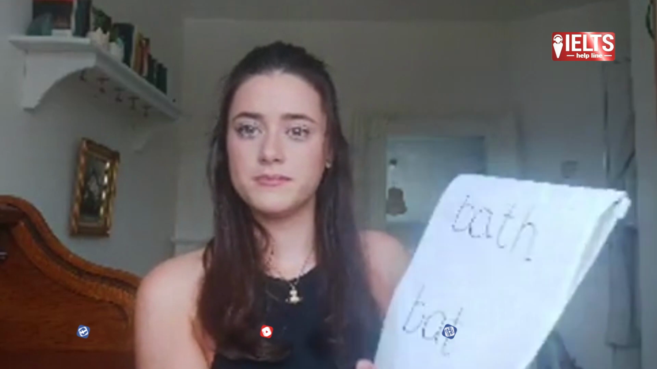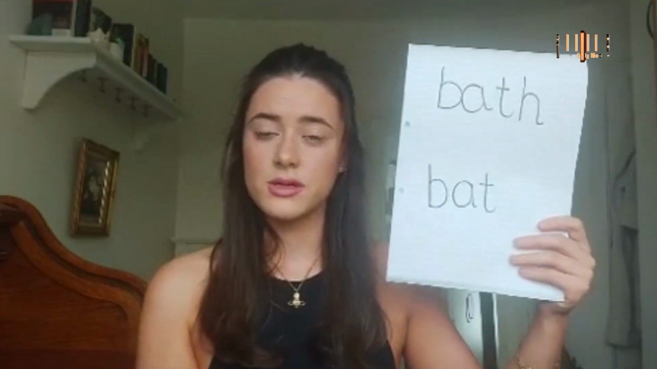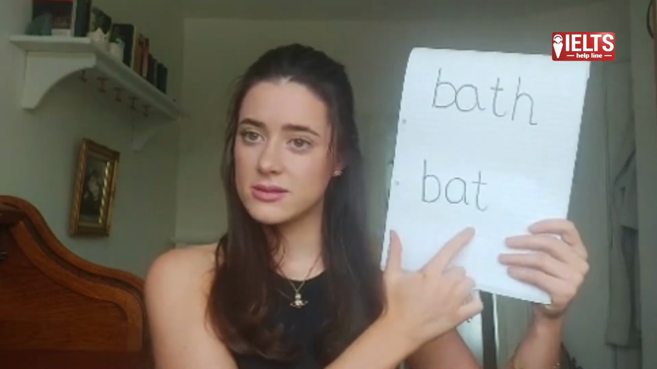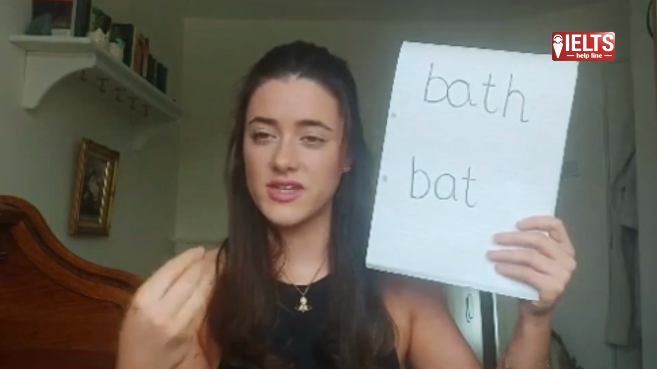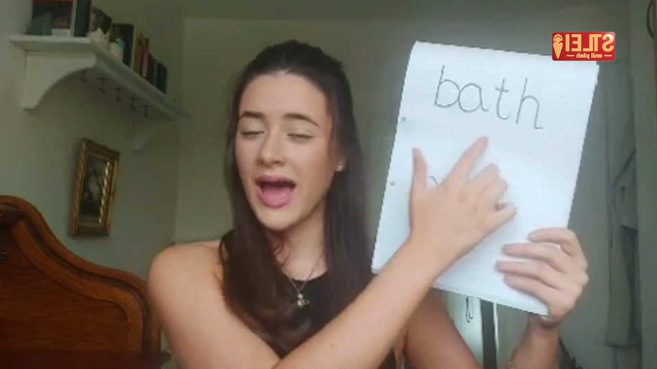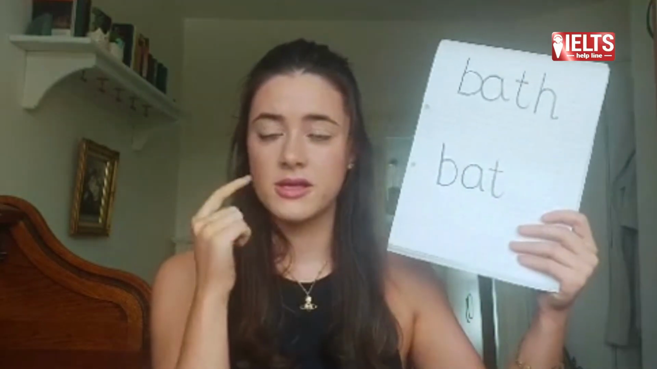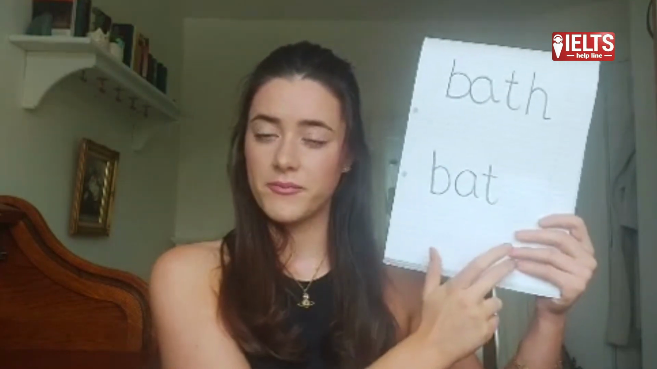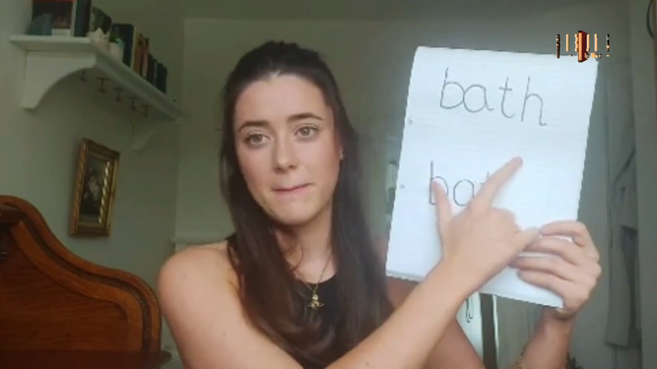Okay, the next minimal pair is with a B sound. So similar to the last example, but bat. You can hear the harshness of the T sound, bat. And bath. The tongue is behind the teeth with bat, and it's between the teeth with bath.